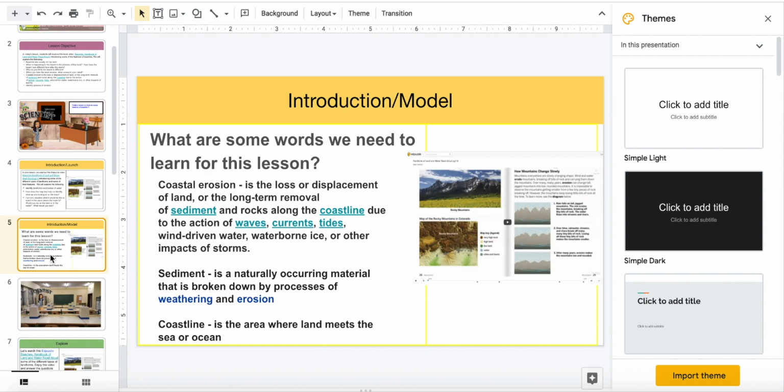Coastal erosion. Remember, it's the loss or displacement of land or long-term removal of sediment like sand and rocks along the coastline due to the action of the waves, the currents, and tides when we have storms or wind-driven water, waterborne ice, or other impacts of storms again. So sediment is the naturally occurring material that's broken down by the process of weathering and erosion. Basically, sometimes it's called sand. Coastline is the area where land meets the sea or ocean.